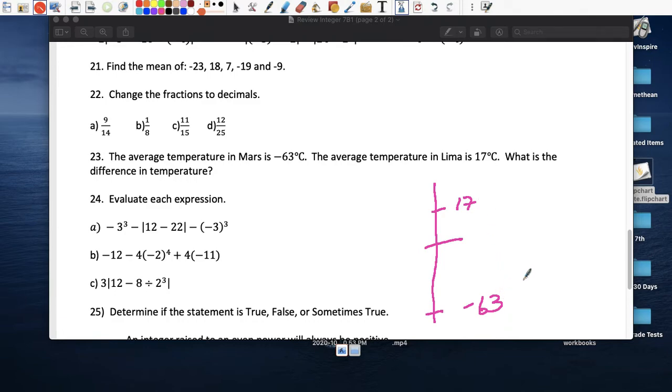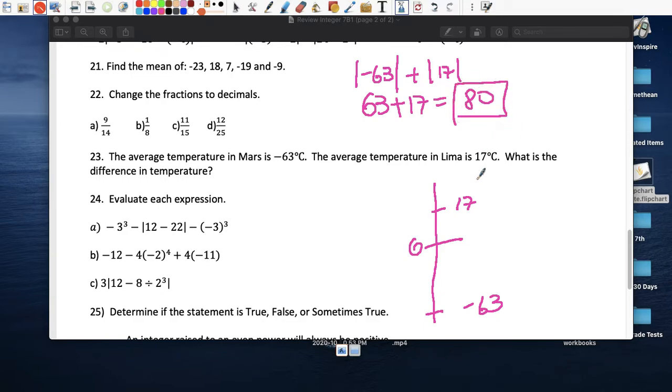So think about it, this is 0, by the way. The distance between negative 63 and 0, add that to the distance between 0 and 17. So basically you're adding the absolute value of negative 63 plus the absolute value of 17, right? Because it's the distance between each of those numbers and 0. So we get 63 plus 17 is 80. So the difference between the temperature of these two planets is an 80-degree difference. It's not negative or positive, it's just the difference between. Okay.